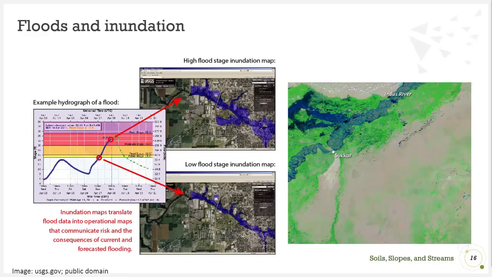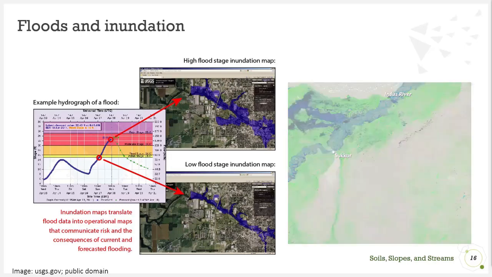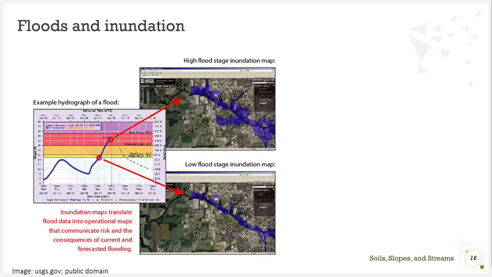Scientists use stream monitoring in real time along with surveys of channels to understand the behavior of a river system as it floods and inundates. Here we see an example hydrograph and inundation map from the USGS. The blue swaths in these maps are not real photos of river width and extent. Instead, they're modeled outputs of the inundation of the river at different stages and discharges.